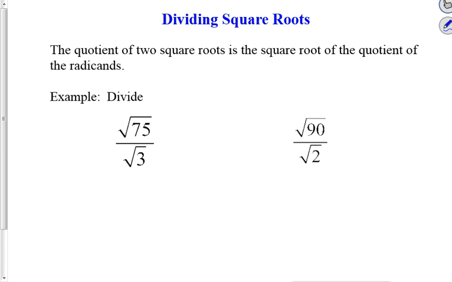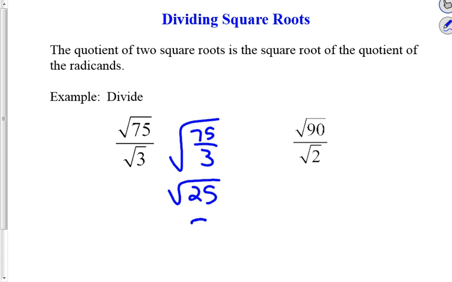All right, first example, the square root of 75 divided by the square root of 3. We can think of that as the square root of 75 divided by 3. 75 divided by 3 is 25, so we have the square root of 25. We recognize that 25 is a perfect square, and we can take the square root of it to get 5.